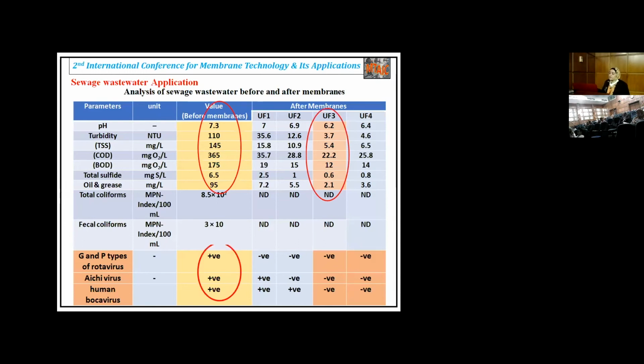For another application, the sewage wastewater, we took wastewater samples and applied them to the membrane separation. We found that UF3 provides good separation for most parameters like turbidity, COD and BOD. Also, coliform bacteria were not detected in the product. Also, the rotavirus was positively detected in the feed, but after the membrane, it was a negative detection.